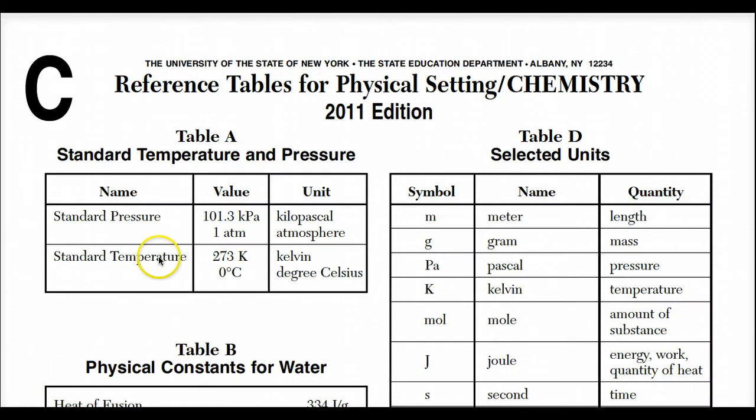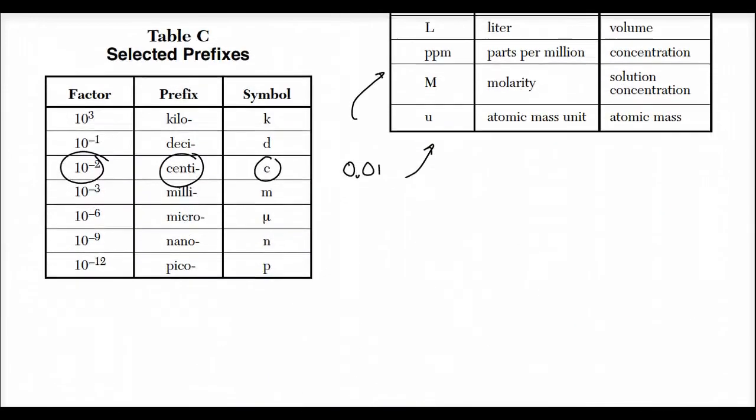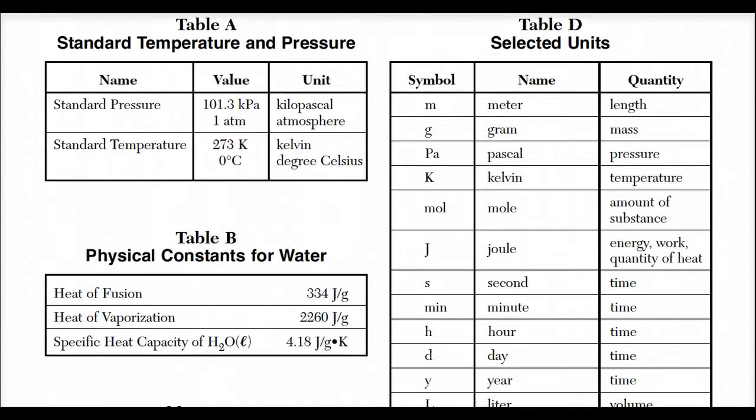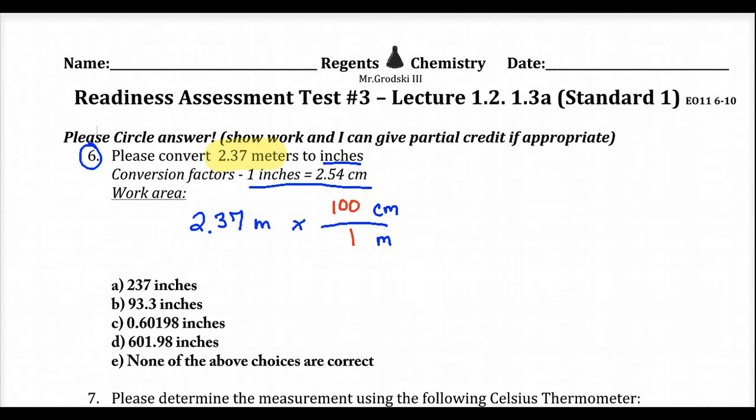So here I am with your reference tables, and if I scroll down to reference table C, you will see already marked up I have the centi, which is 10 to the negative 2, which is the same thing as 0.01. And that, of course, is 0.01 of what? Well, it's a prefix to the units that are given to you in table D. And there's a meter. So centimeter is 0.01 of a meter, or 1/100th of a meter. Okay, if you'd like it that way. So back to our work here.